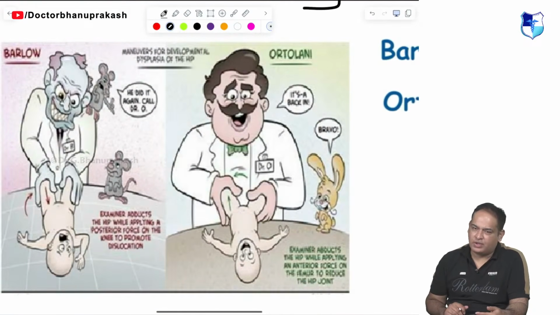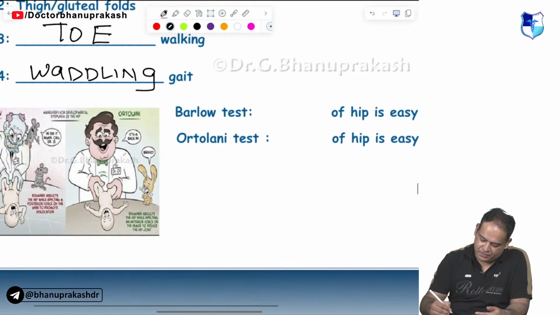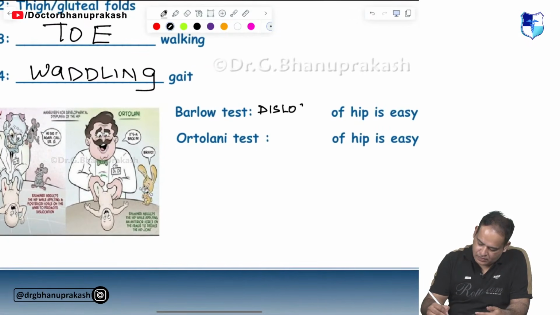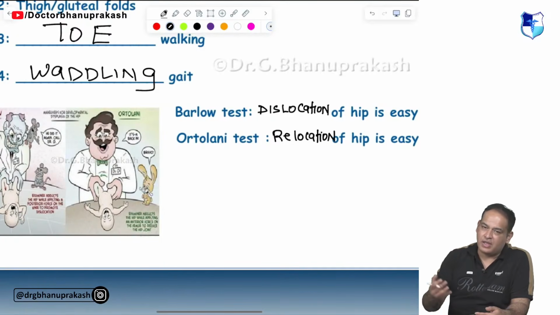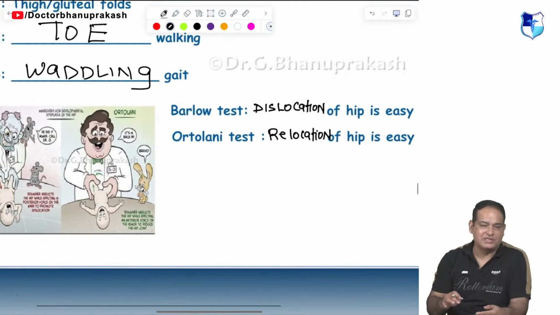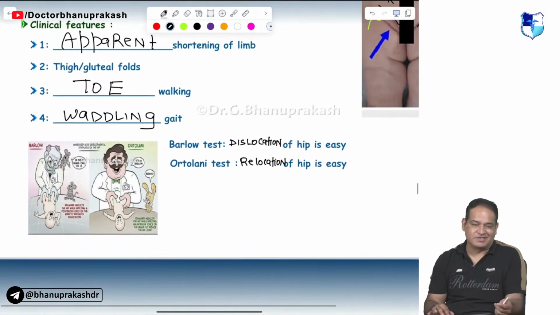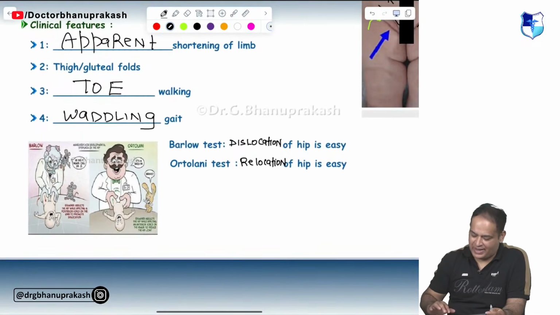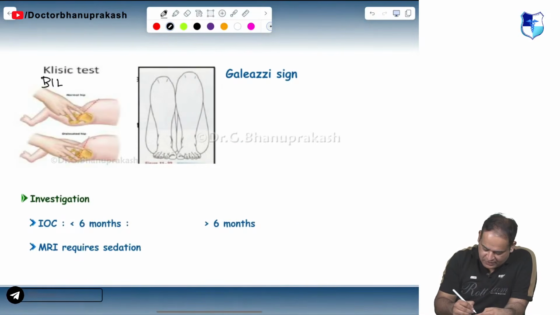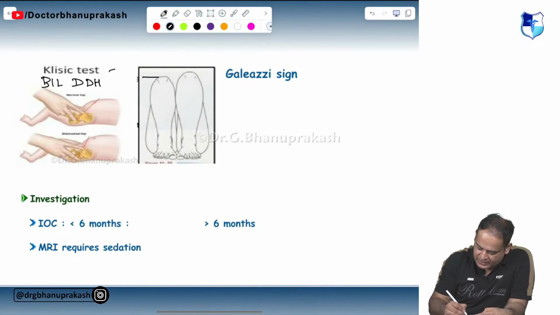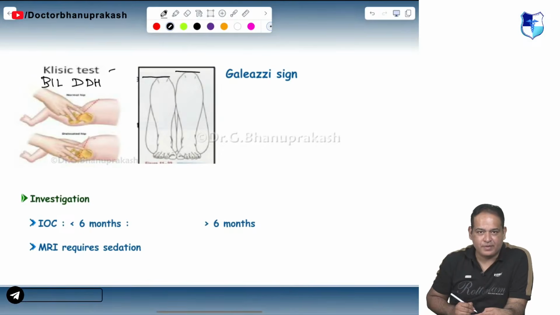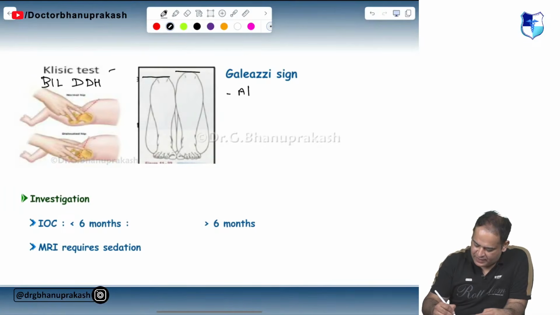Now, Barlow test. Barlow test means dislocation of the hip is easy. Ortolani, relocation of the hip back is also easy. Basically, hip joint is loose. It is not tightly attached. Classic test is for bilateral DDH. Fine. Galeazzi sign. Make the child lie supine with knees folded, flexed. Fine. So Galeazzi sign.